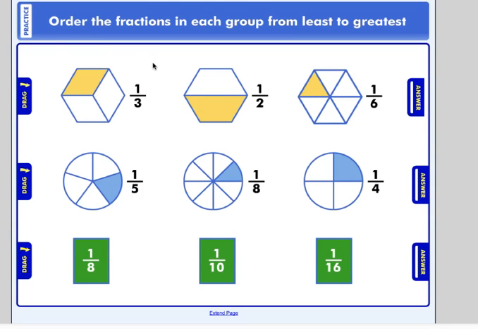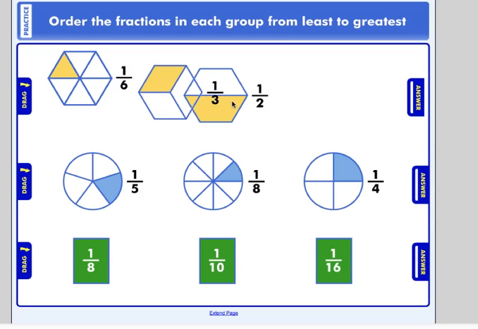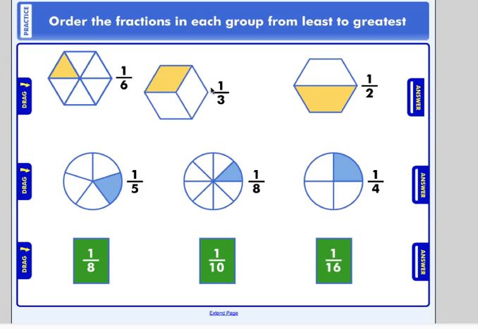So if we were to look at these 3 sets of fractions, our job is to put them in order from least to greatest. Okay, so if we look at our first row here, we've got 1/3, 1/2, and 1/6. Now we can draw a picture of that and we can see that our 1/6 piece is the smallest, our 1/3 piece is the next smallest, and our 1/2 piece is the greatest.